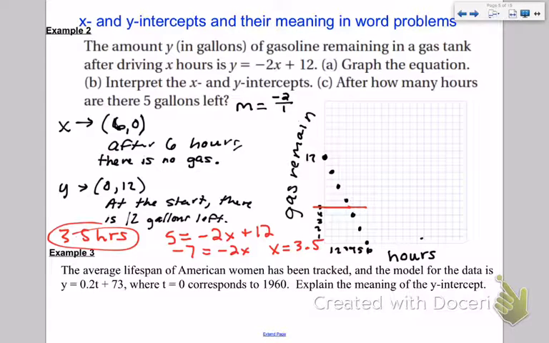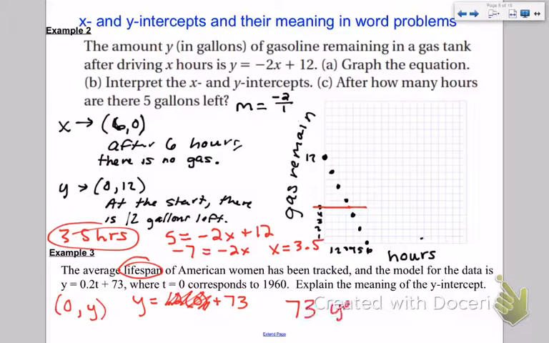All right, example 3, the average lifespan of an American woman has been tracked, and the model for this data is that equation there, where t equals 0 corresponds to 1960. Explain the meaning of the y-intercept. We know that y-intercepts are 0, y, so let's plug that in. y equals 0.2 times 0 plus 73. That cancels out, and we're left with 73. What does y represent? y represents the lifespan. So that means 73 years old is the prediction at year 1960.